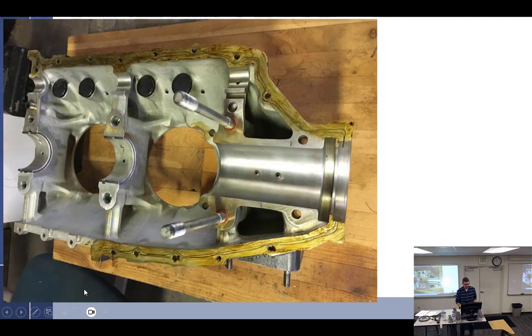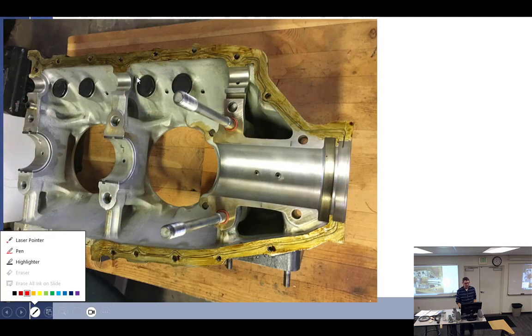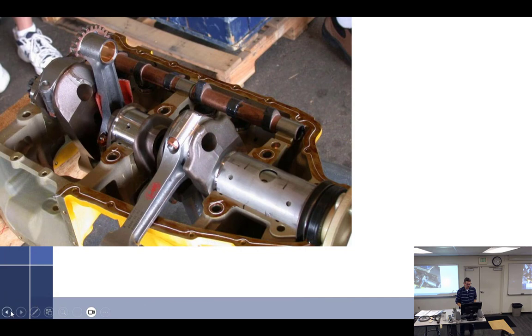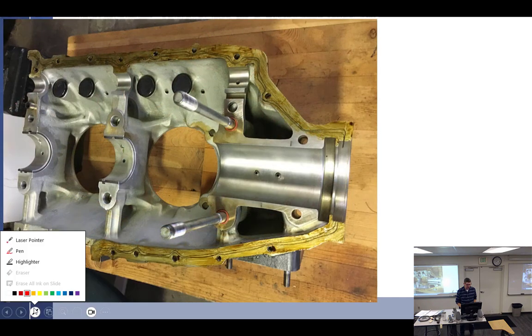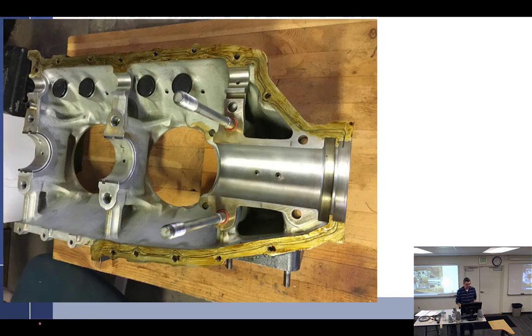Let's see. I wanted a pin. There we go. Come on, I just want the pin. There's the pin. Select that. Oops, did I do the right thing? Pin, pin. All right, I got the pin.